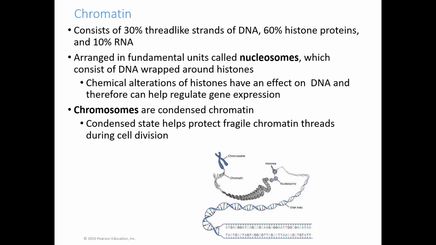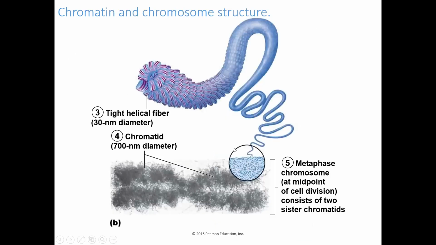We only call the chromatin chromosomes when they condense. Other than that, it's called chromatin. And you can see there's what I was saying. It looks sort of like a candy cane with the wrapped chromatin, the DNA and the histone.